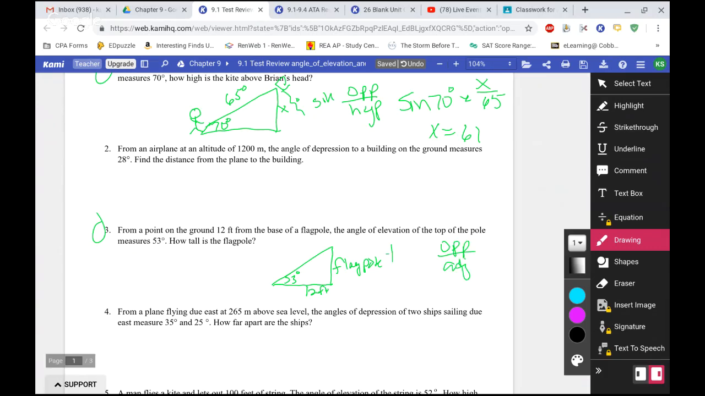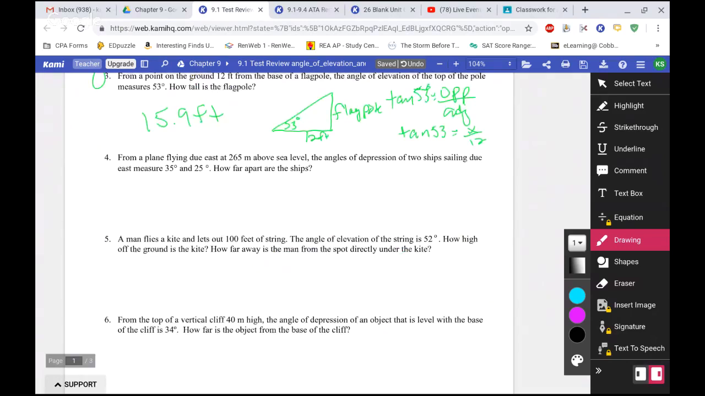So we got tan 53 equals x over 12. Yes. Tan 53 times 12. I got 15.9. Is that what you got? Yep. We are rocking these.